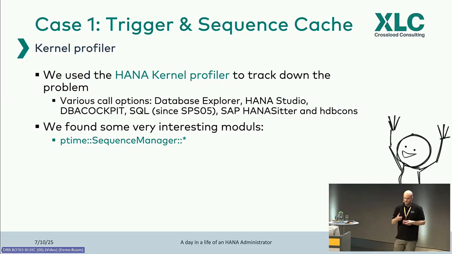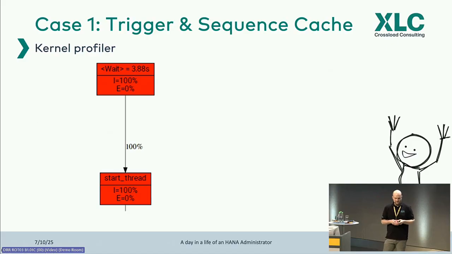with the variable of the specific statement hash, because it was a very big retailer system. If you call the HANA Kernel Profiler without any variables, you get so much data. There is no chance that you find any useful information from that amount of data. So you can put in a variable with the statement hash. And there we found a very interesting module, the ptime sequence manager. That was the output from the kernel profiler.